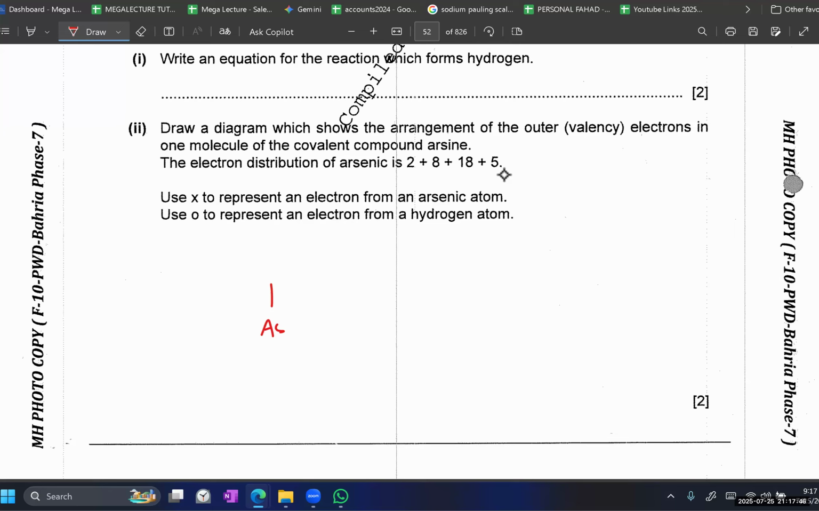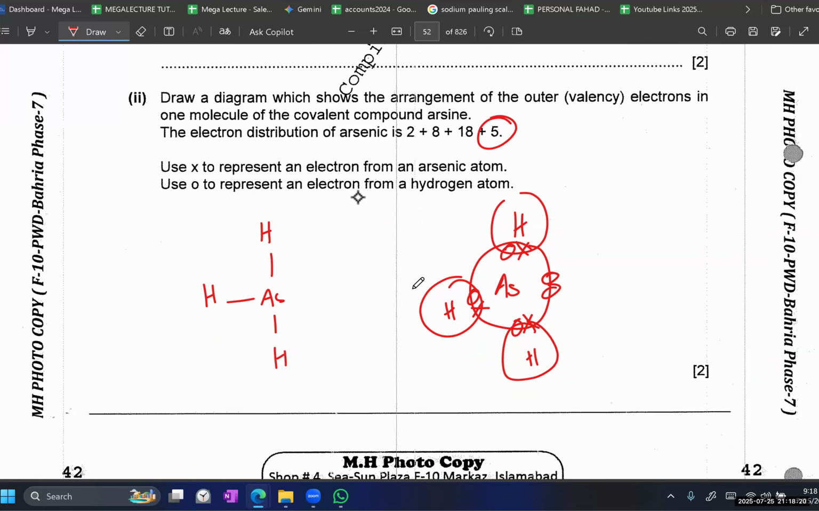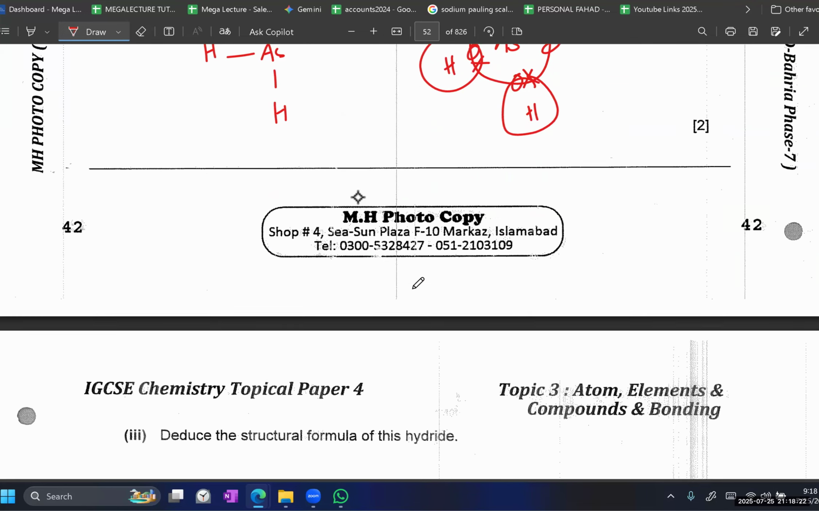And it's going to make 3 bonds with H, because H only wants to make 1 bond. So it's going to be arsenic with 3 H's. Out of 5 electrons, arsenic makes 3 bonds, and there'll be 2 electrons left. Those 2 electrons would still be left at the end of the reaction. Is this clear? Yes, sir.